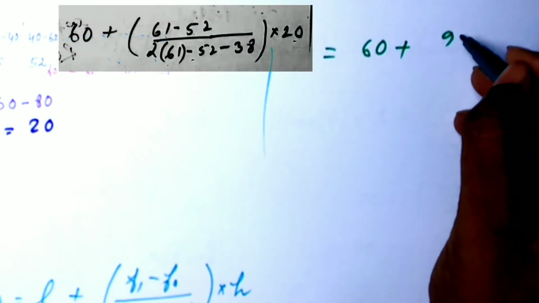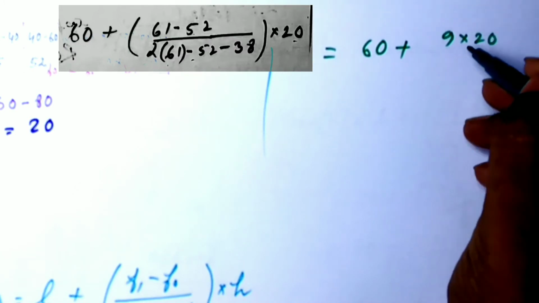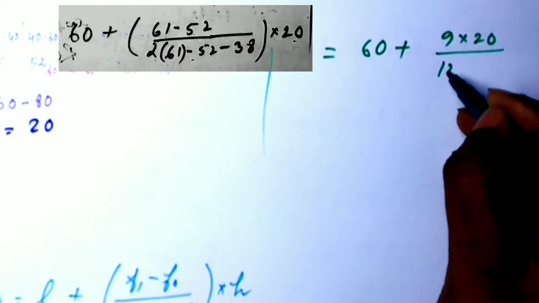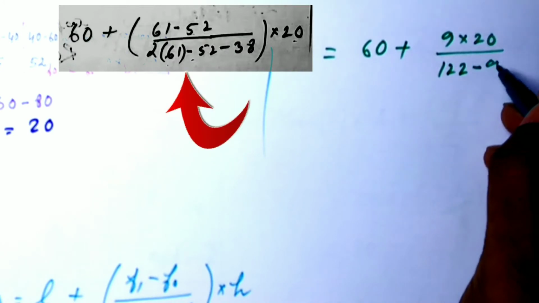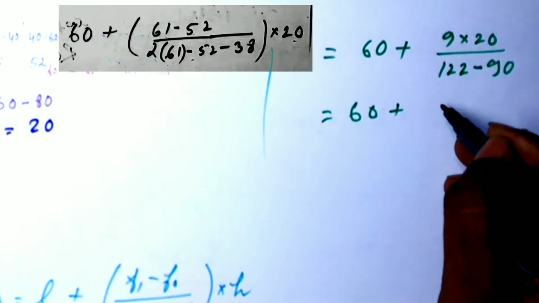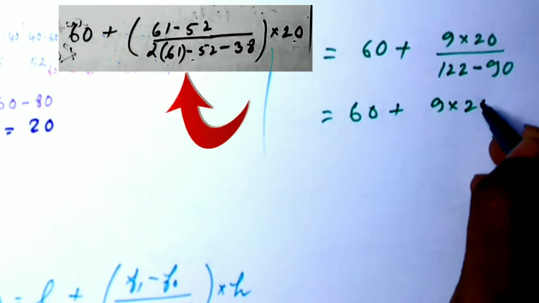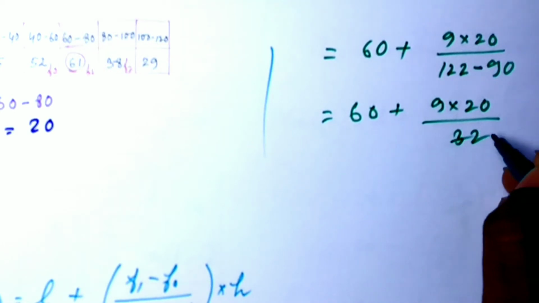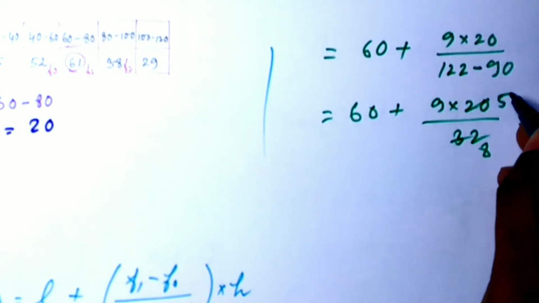plus 9 into 20 divided by 122 minus 90. So after calculation we have 9 into 20 divided by 32. 4 is 32, 4 5 is 20.